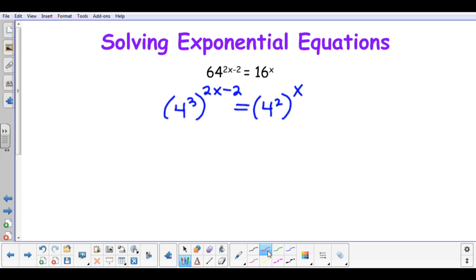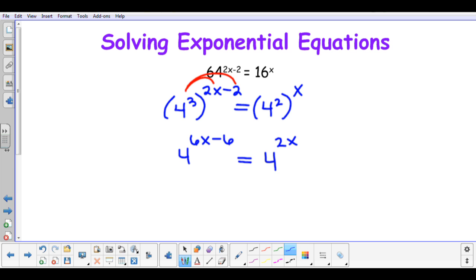But in both cases I have an exponent to an exponent. When that happens, I need to multiply. So I'm going to take 3 times 2x minus 2. So I have to distribute my 3. So I have a base of 4 and an exponent now of 6x subtract 6. On the right side, I just have 2 times x. So I have 4 to the 2x.